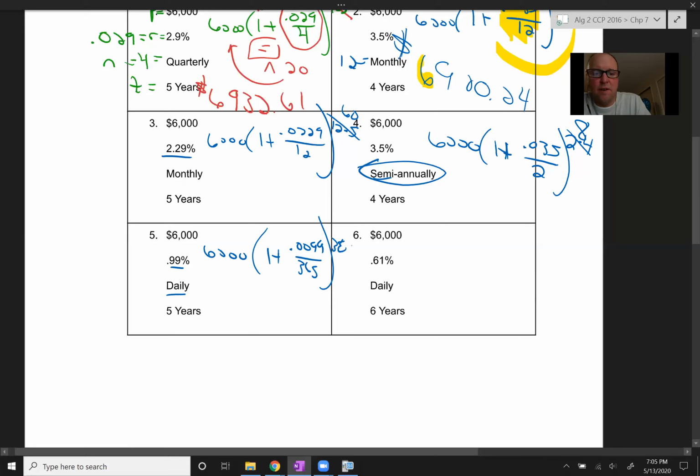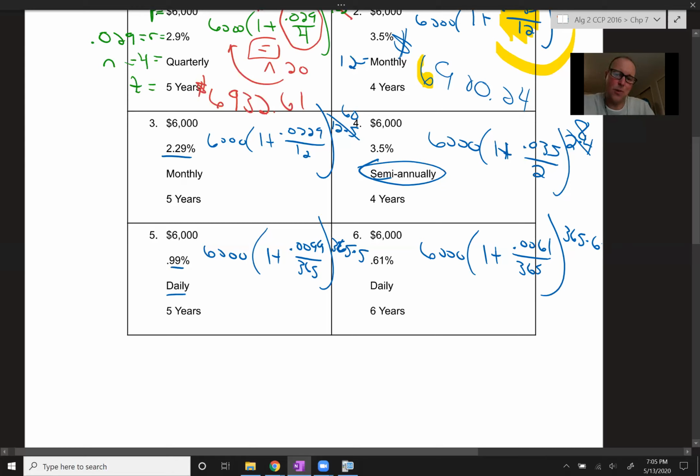365 times 5. Okay, that one I'm going to leave for later, right? But we can do this and get that number so it's done and out of the way because we have some other stuff to do. 6,000, 1 plus 0.0061, even smaller percentage than the other one. It's again daily, 365 for 6 years. 365 times 6. All right, so that's our setup.